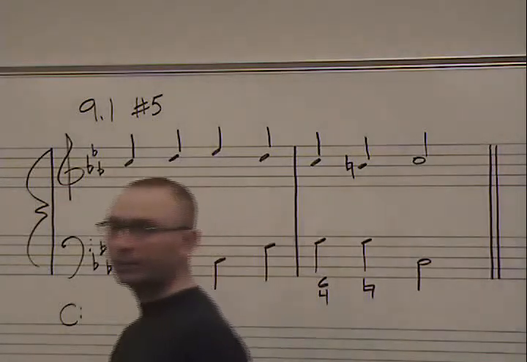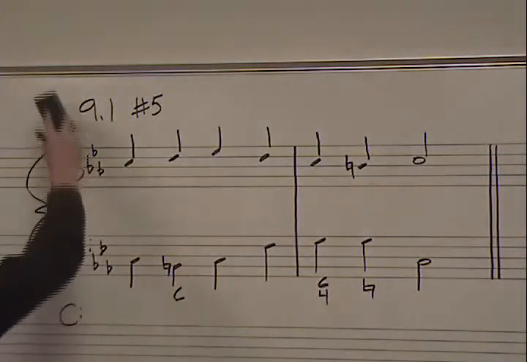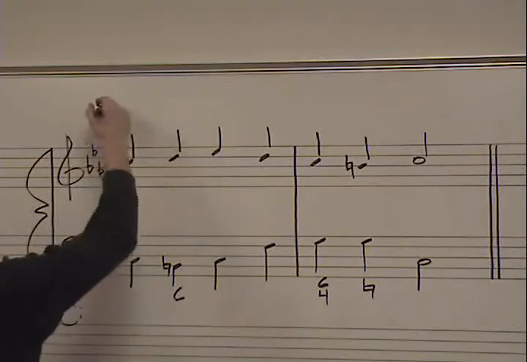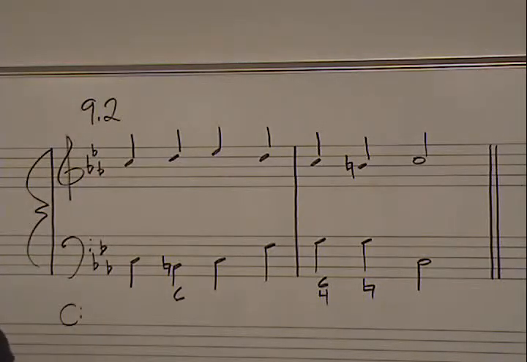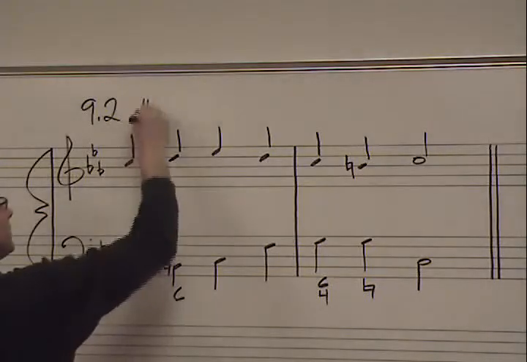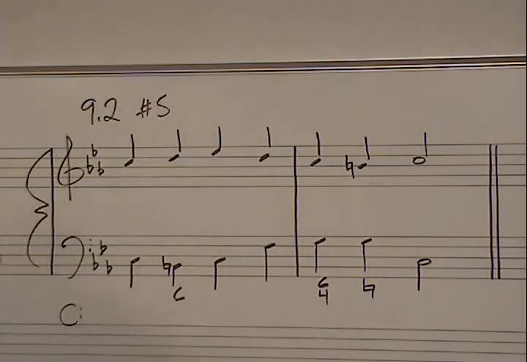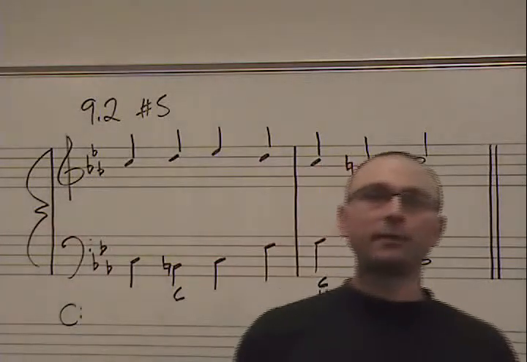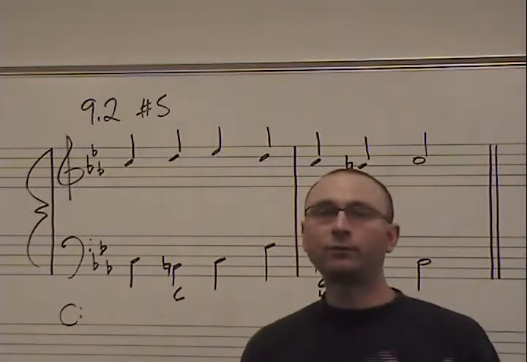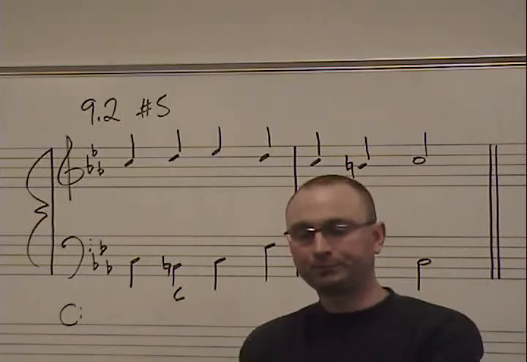Our next example is 9.2, number 5, C minor. Assignments in 9.2 will feature chords that are inverted.